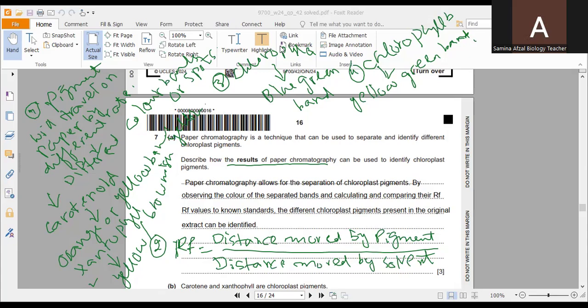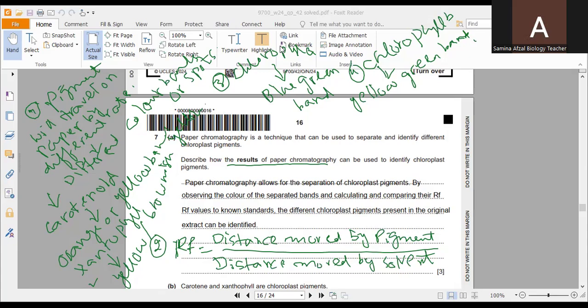Each pigment has a relatively consistent RF value when the experiment is under the same experimental conditions, such as the same solvent, the same type of paper, and the same temperature. So in this way, these two methods are helpful to identify the chloroplast pigments during paper chromatography.